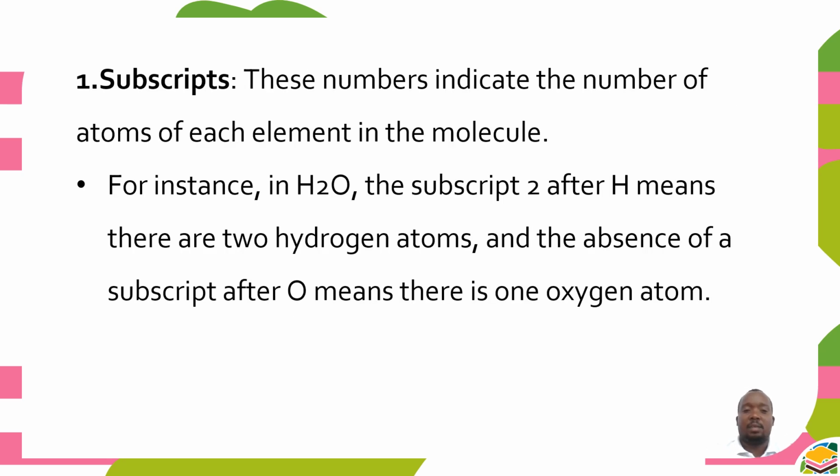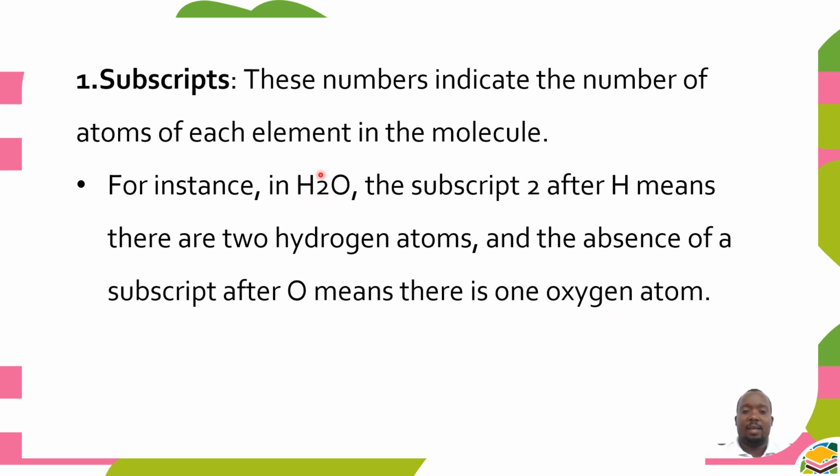Then here it's supposed to be 2 and not 1. Chemical formulas have subscripts, and these are numbers which indicate the number of atoms of each element in the molecule. So the subscripts are there to tell you the exact number of atoms present in the molecule. For instance, in H2O, the subscript 2 after H means there are 2 hydrogen atoms, and the absence of a subscript after O means there's only 1 oxygen atom.